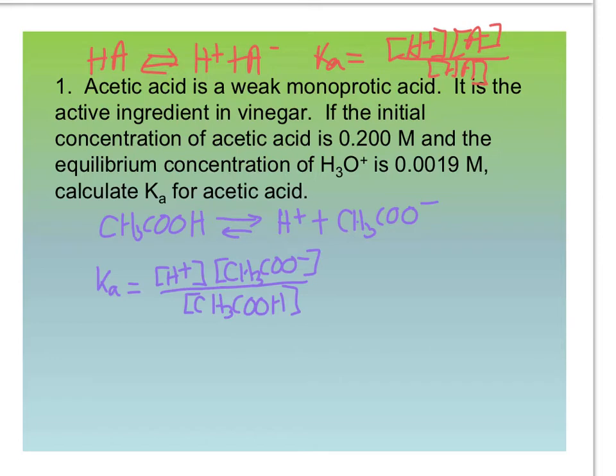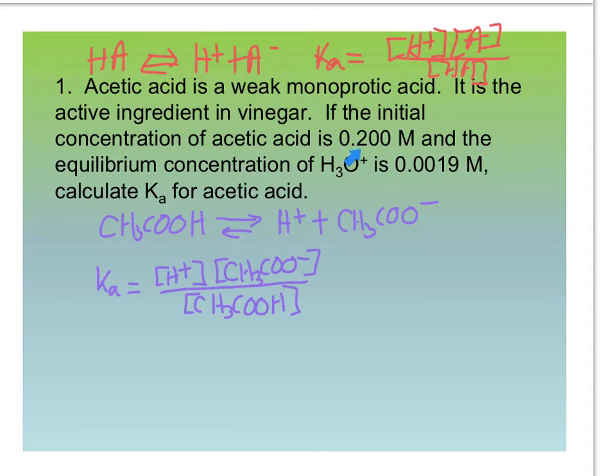Okay, so now it asks me to calculate the value of Ka, right? And so all I need to do is plug in the concentrations here. The concentration of H plus at equilibrium that it gives me is 0.0019 molar, so I got this number, right? And again, H3O plus and H plus are the same thing. Proton, hydronium, or hydrogen ions are all the same thing. It doesn't really mention anything about the acetate ion anywhere. And for the acetic acid, it does give me a concentration, but I can't use that concentration.